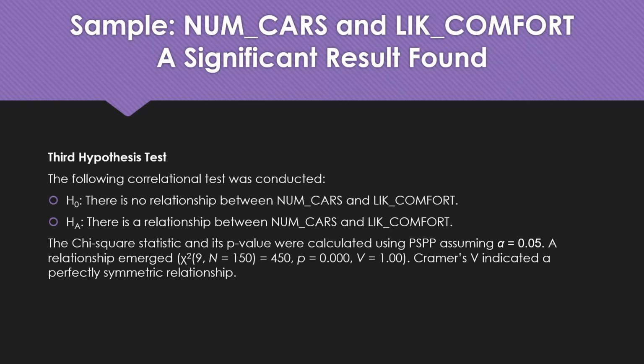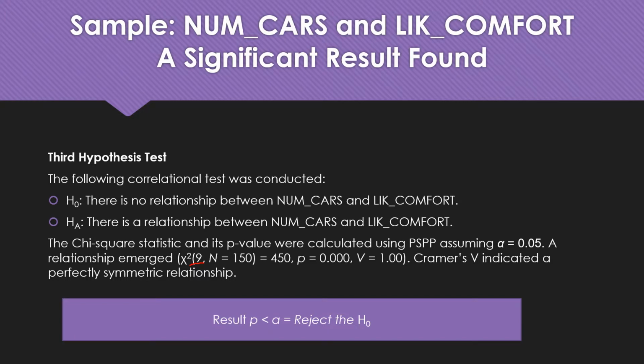The information and solution for this would be 9 degrees of freedom, 150 cases, chi-square value of 450. The p-value is 0.000, with a Cramer's V value of 1.00. This indicates a perfectly symmetric relationship. This is very, very rare in this instance.